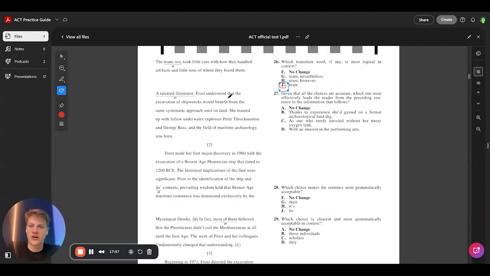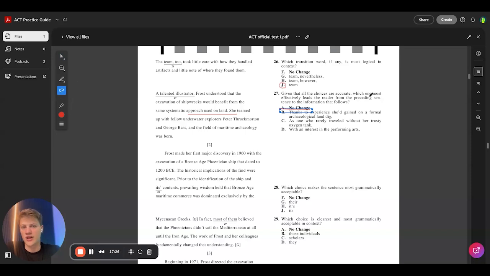A talented illustrator, Frost understood that the excavation of shipwrecks would benefit from the same systematic approach used on land. This is why you really need the context of the passage to answer a question effectively. A talented illustrator makes no sense here. It might be true that Frost is a talented illustrator, right?